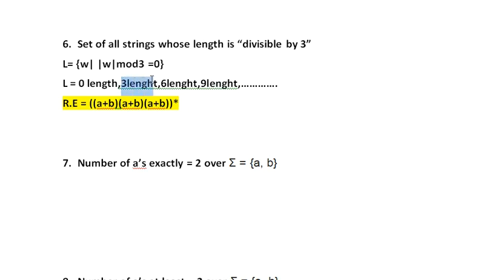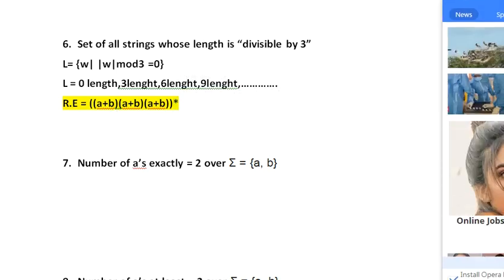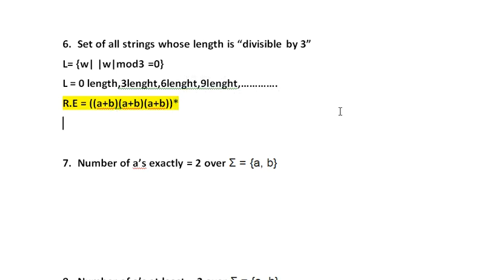Basic is that just like the even concept, we will be taking the 3 length. 3 length I already know, (a plus b)(a plus b)(a plus b). Whole to the power asterisk will give you the answer. How? If asterisk equals to 0, then it will be epsilon, that is 0 length. If asterisk equals to 1, then it will be length of 3. If asterisk equals to 2, then it will be twice of 3 length, that is length equals to 6. If asterisk equals to 3, then length will be 9, and so on. Correct?